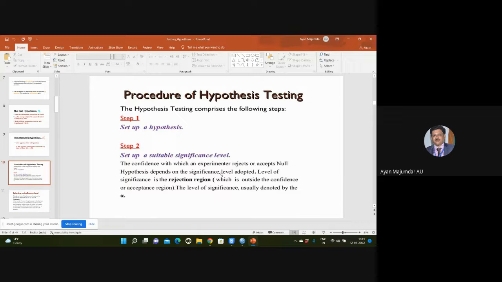So this is the setting up of the suitable significance level. Once we develop the null hypothesis, we will select a significance level and we will test at that significance level whether the null hypothesis holds good or whether we need to reject it. Now, what should be that significance level?